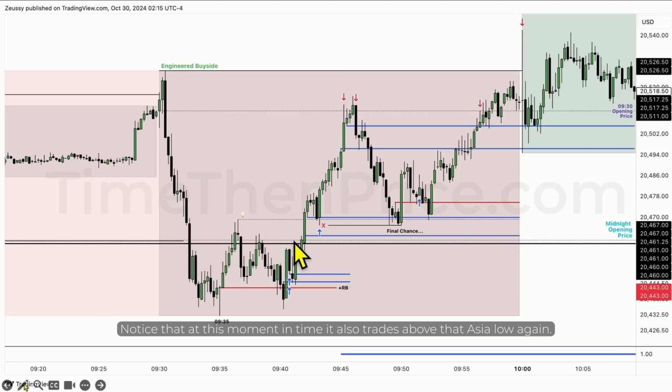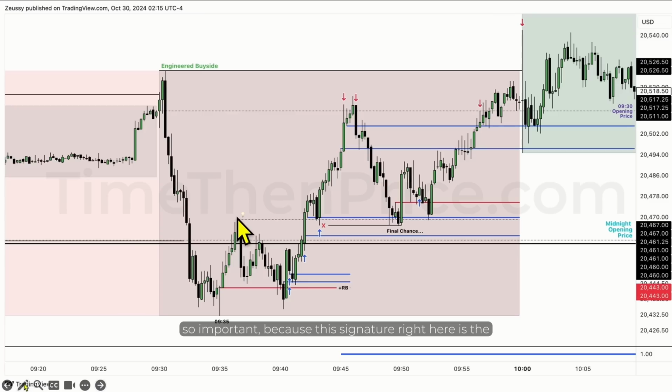Notice that at this moment in time, it also trades above that Asia low again. That right there is a key signature because it shows that the previous cycle low is getting displaced through and is beginning to function as support on price at the right time. The market displaces through this high right here. It creates a BC. And why is this signature so important?